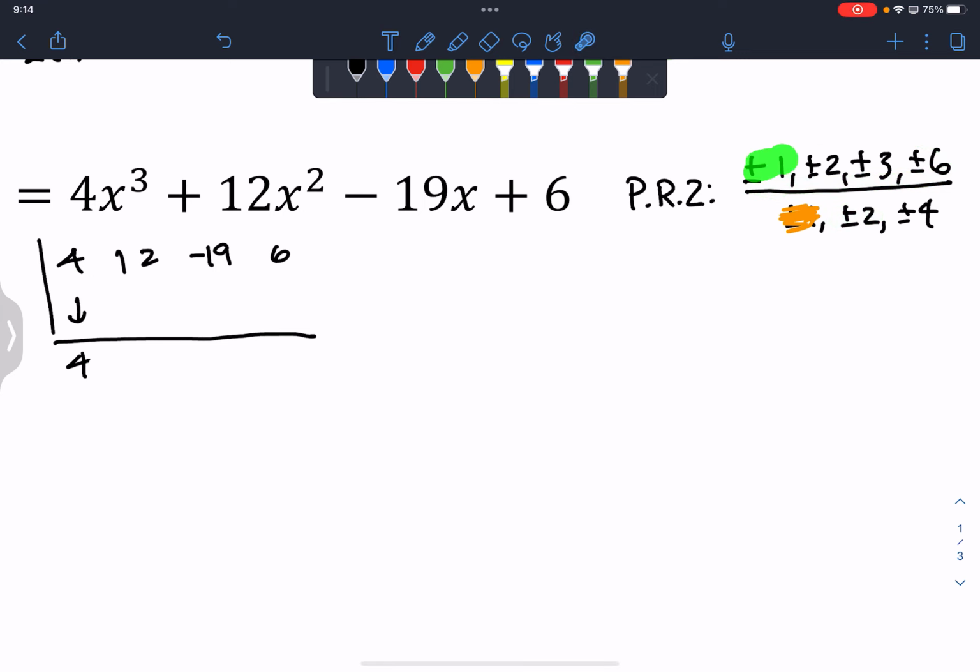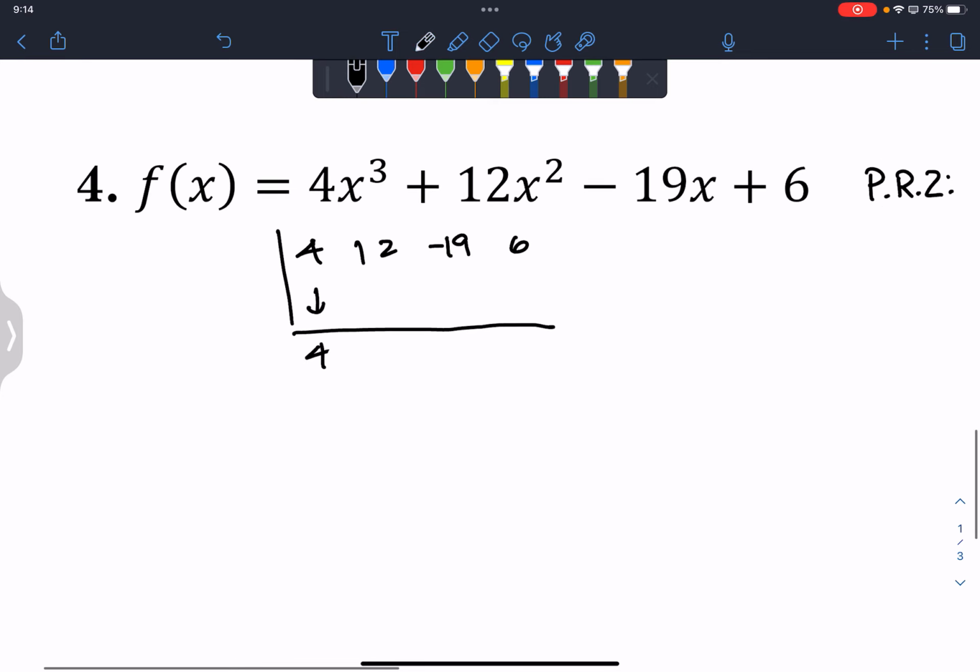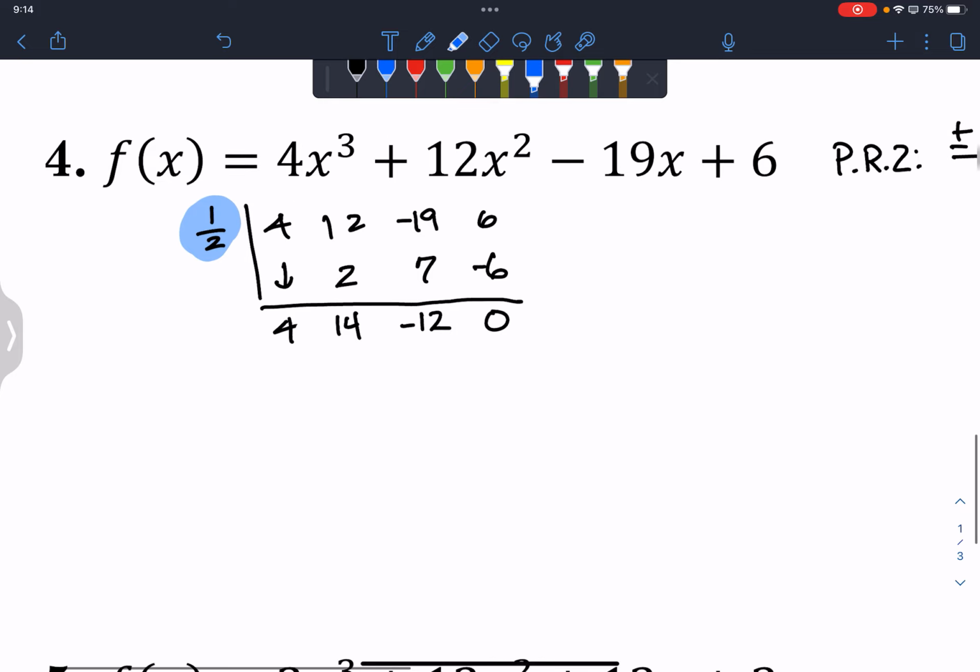So let's start with 1 divided by 2. That's going to be a half. So let's try positive 1/2 first. So 4 times 1/2, well, that's equal to 2, and this is 14. 14 times 1/2, that's 7, plus negative 19, that's negative 12, and negative 12 times half is negative 6, and that's 0. So this is our solution. So x is equal to positive 1/2.